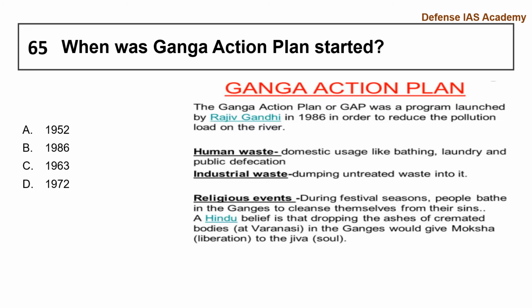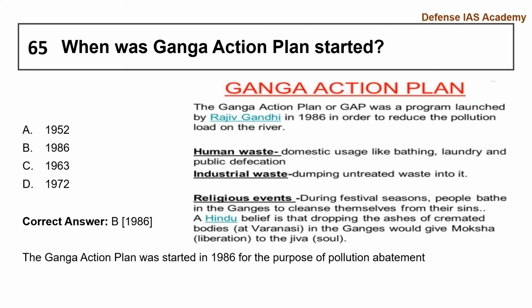Question number 65. When was Ganga Action Plan started? The correct answer is option B, 1986. The Ganga Action Plan was started in the year 1986 for the purpose of pollution abatement. The Ganga Action Plan, GAP, it was a program that was launched by Rajiv Gandhi in the year 1986 in order to reduce the pollution load on the river.